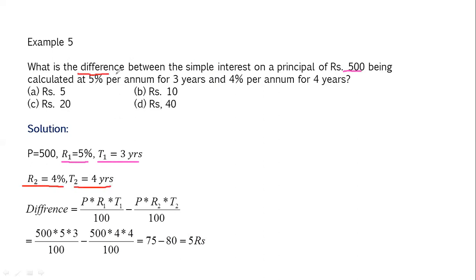What have they asked? They have asked you the difference. So the difference of what? The difference between the simple interest. Simple interest formula is PRT upon 100. So for the first case, P R1 T1 upon 100 minus P R2 T2 upon 100. This will be the difference in simple interest. So just check this calculation, put in all the values, you will get the difference as rupees 5. Okay, very basic simple example.